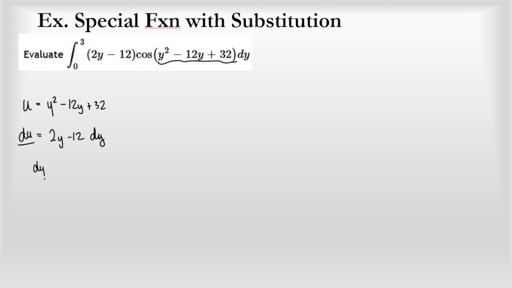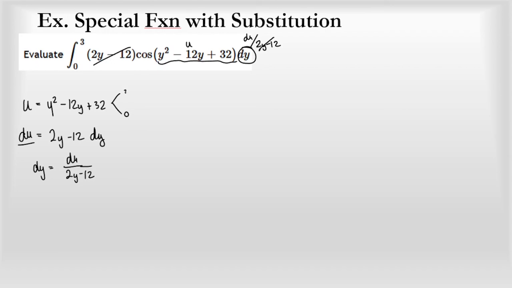So I can see that dy equals du over 2y minus 12. And I can make that substitution back up in here. So this is u. This will be du over 2y minus 12. And notice that conveniently cancels. Again, we're picking nice functions. Cancels with that. Okay. We need to evaluate our endpoints now.